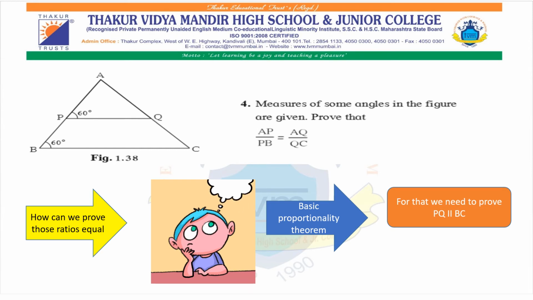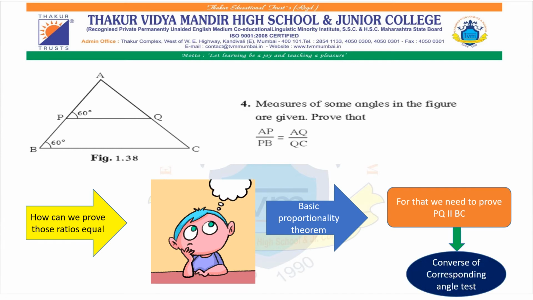Now we need to think, how can we prove two lines parallel? We have done some tests of parallel lines in standard 9th. We'll be using one of the tests here to prove these two lines parallel. Since angle APQ and angle ABC, measure of these two angles are given, each one of them is 60 degree, and if you see, they are corresponding angles. So we'll be using converse of corresponding angle test to prove PQ parallel to BC.